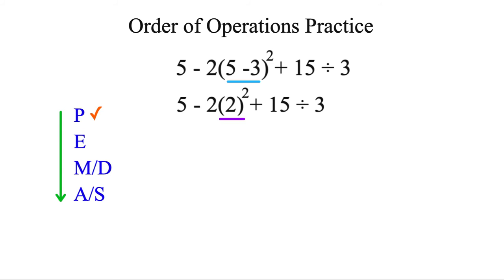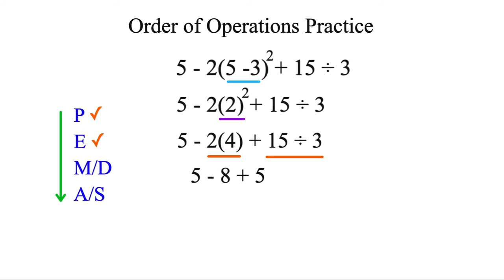Then we're going to do the exponent. 2 squared, it's going to give us 4. So let's write that. Done with exponents. And then we highlight multiplication and division and do them at the same time. 2 times 4, it's going to get 8. 15 divided by 3, 5. And we're done with that step.